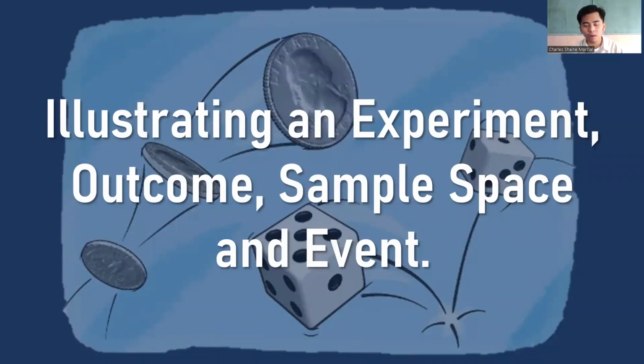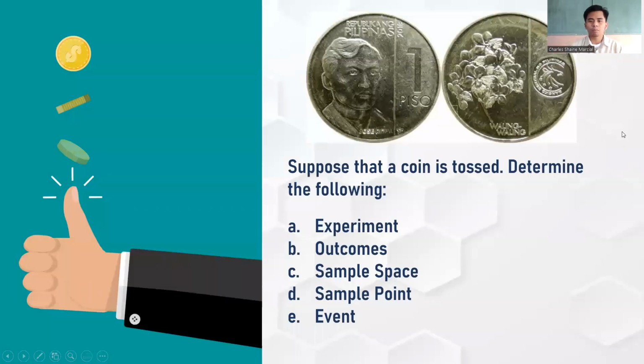Okay, panibagong araw at panibagong kaalaman na naman ang ating matututunan ngayon. And our topic in this video is all about illustrating an experiment, outcome, sample space, and event. Alright, so let's start. Suppose that a coin is tossed. We will determine the following. A, experiment. B, outcomes, C, sample space, D, sample point, and E, event.